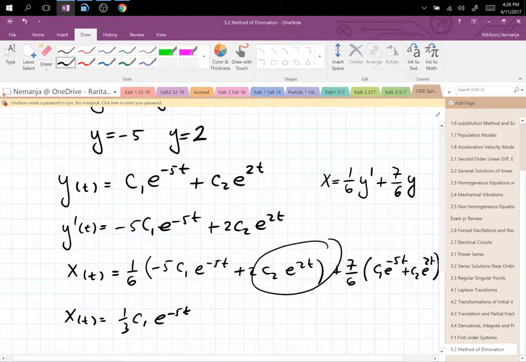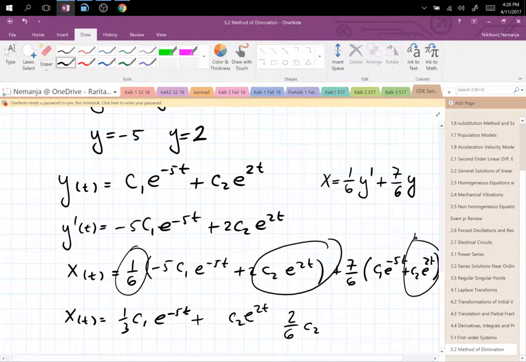And then we have this term with 1/6 and this term with 7 over 6. So we get 2 over 6 c2. We know it's going to be plus e to the 2t over here, c2 as well. Just need to figure out the fraction. So that's 2 over 6 plus 7 over 6, which is 9 over 6, which is 3/2.